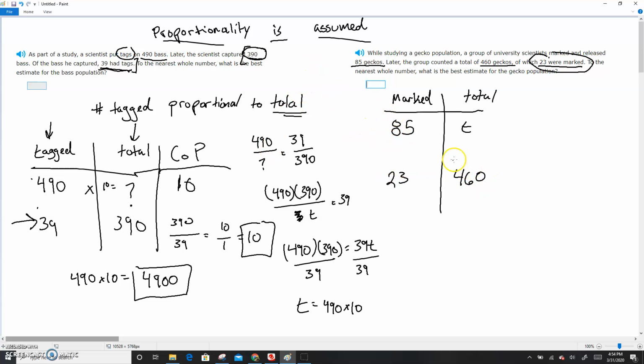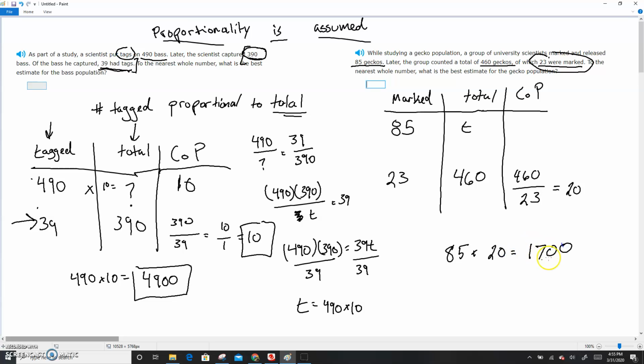So let's find our constant of proportionality. We're going to have 460 over 23, which gets us 20. So then I'm going to do 85 times 20, which gets me 1700, and that is my total.